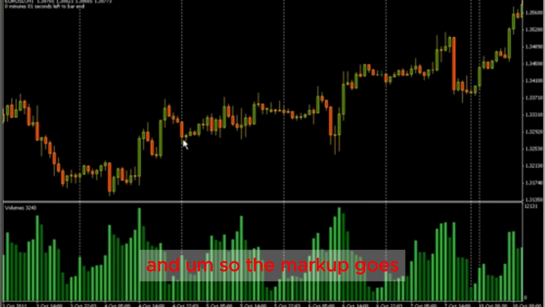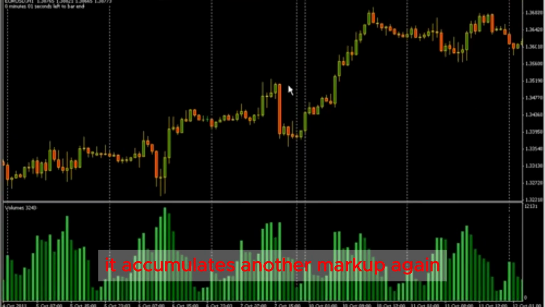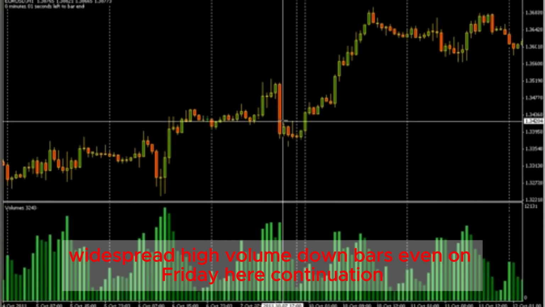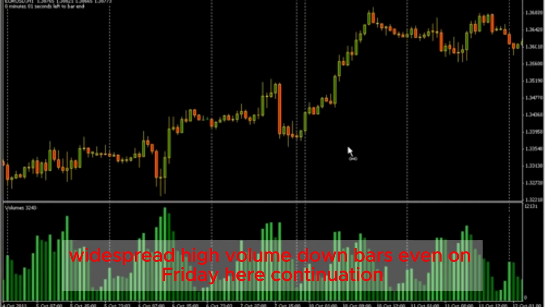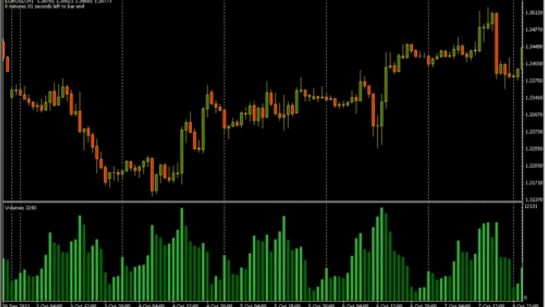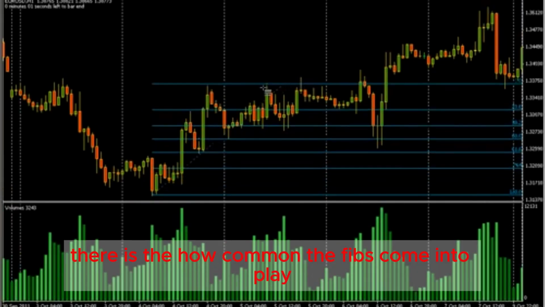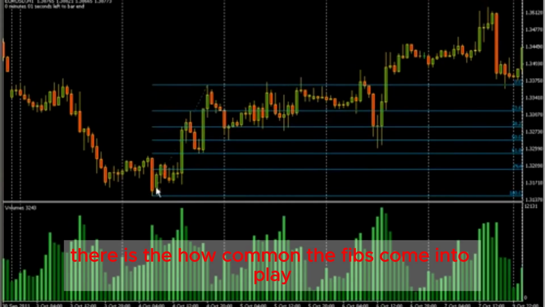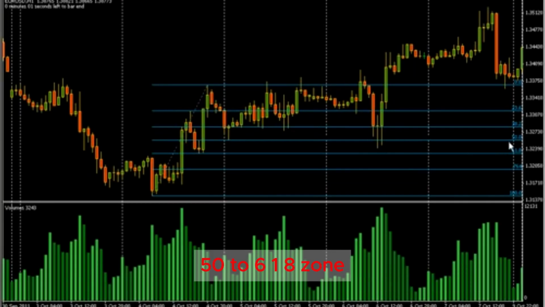And so the markup goes, it reaccumulates. Another markup again, widespread, high volume down bars. You got that on Friday here. Continuation. And the other thing I want to show about these, like I was just saying, is how common the fibs come into play. If I draw the first move up, it's at 50, bounce again, 50 to 618 zone. See that happen again?